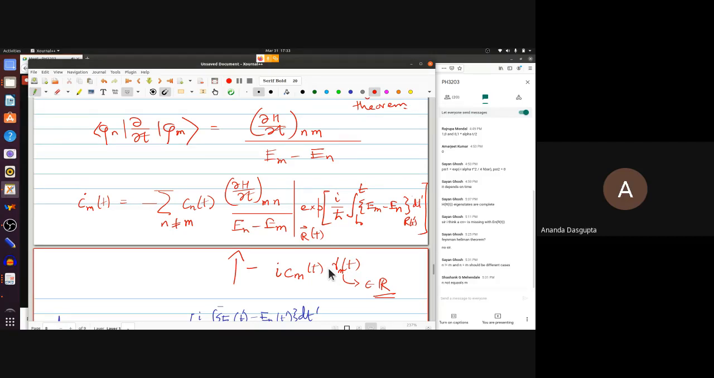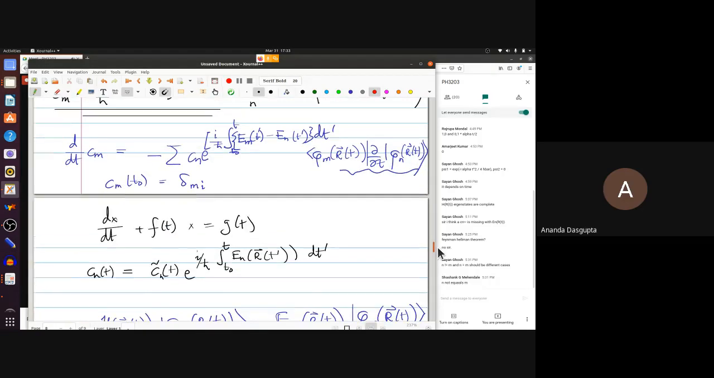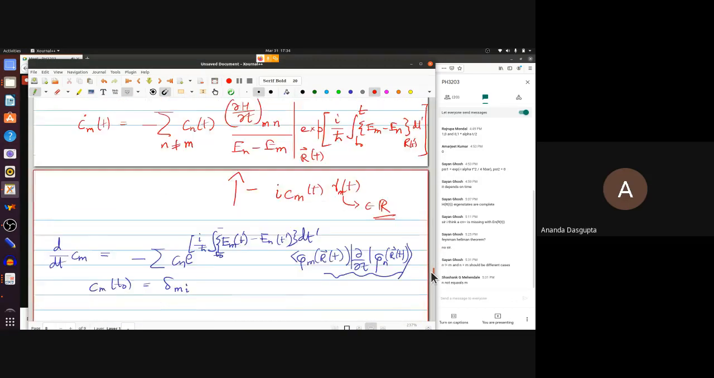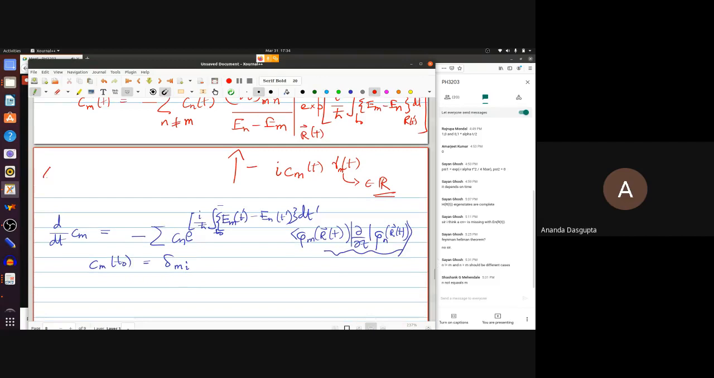But one thing I actually know is that when the term is for n equal to m, this term is going to go away because this is going to be simply 1. You will get Cm here, and you get phi m of r,t del del t phi m of r,t. This is something I cannot find out from the equation that we had derived. But one thing we can find out directly is that this has to be purely imaginary.